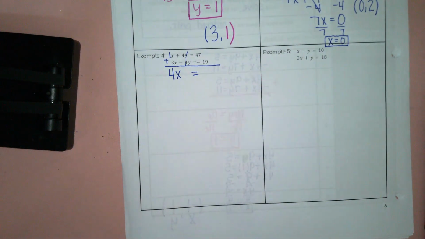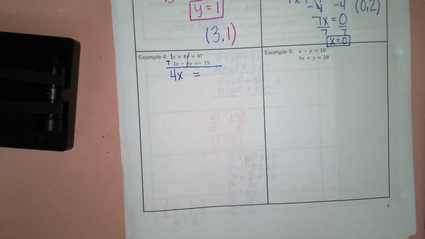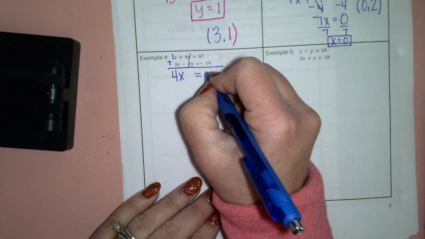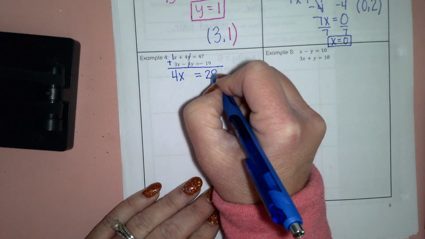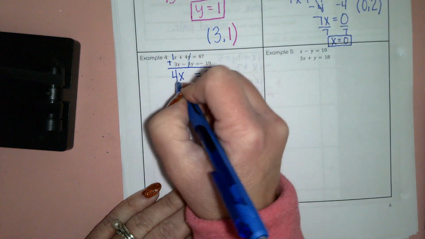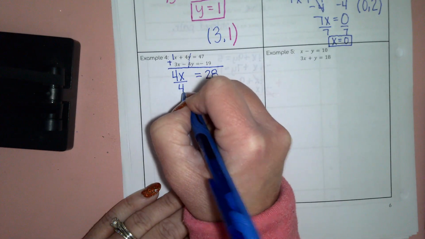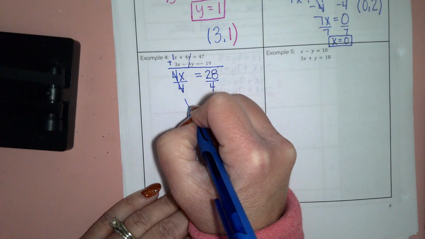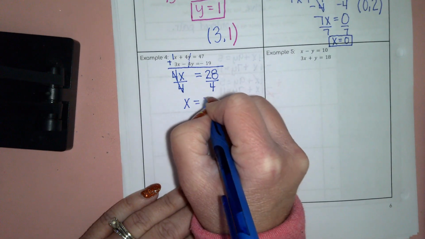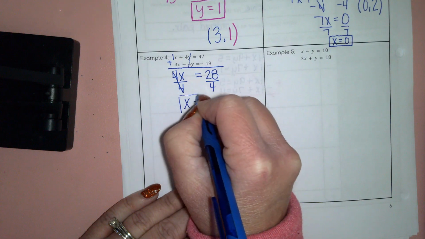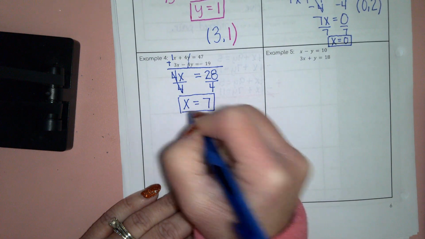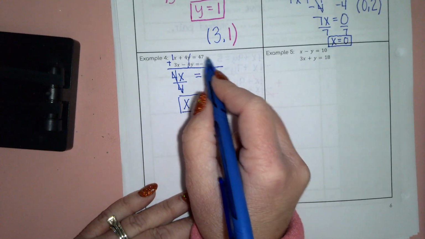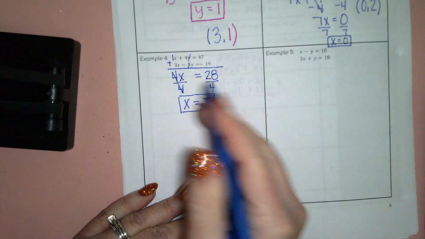Equals 47 plus negative 19 is 28. Next step is to divide both sides by 4. So x equals 7. Now we're going to take that and plug it back into one of the original equations. It doesn't matter if you pick top or bottom, but again, I always pick top.